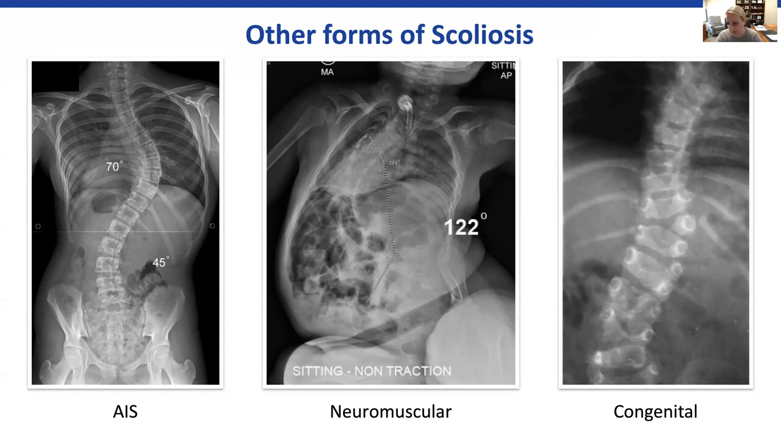The x-ray on the right shows an example of congenital scoliosis. If you look in the middle of that x-ray, right here, you can see that there's a hemivertebra that didn't completely form between those two normal vertebrae around T11 and T12.